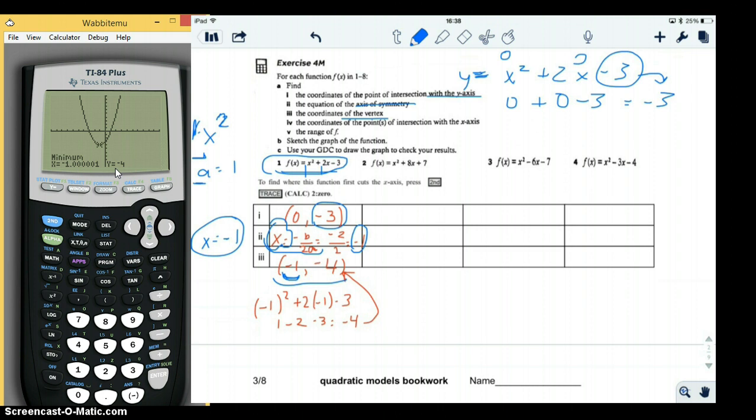Coordinates of the point of intersection with the x-axis. So there's two ways to do this. One is you can use the calculator, and you just use the second calc, and we're looking for 0.